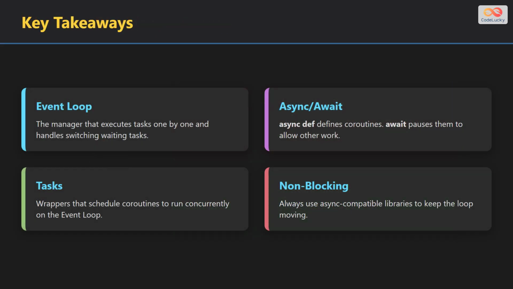To wrap up, remember these 4 pillars. The event loop manages execution. Async def creates coroutines, await pauses them to yield control, and tasks allow for concurrent scheduling. Mastering these concepts gives you the power to write highly efficient, high-performance Python applications.